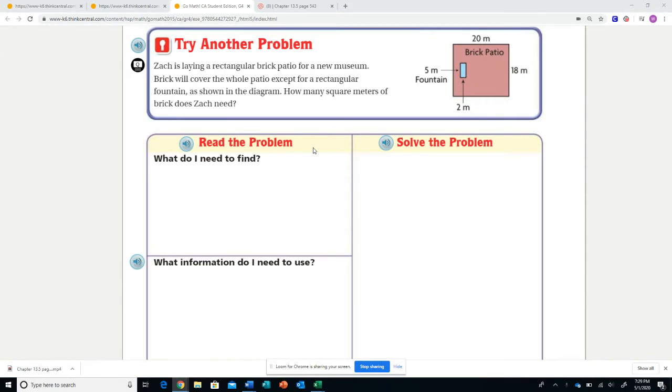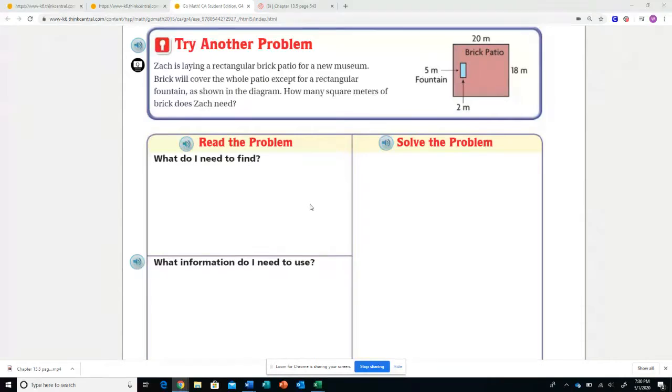So it's a very similar problem here as the first one. We have a large rectangular area, which is going to be this whole patio. And then inside of that patio, we're going to have a fountain. So this is not going to be brick. So the problem here is multi-step in that first you need to find the area of the patio, and then you're going to subtract this small area for the fountain.